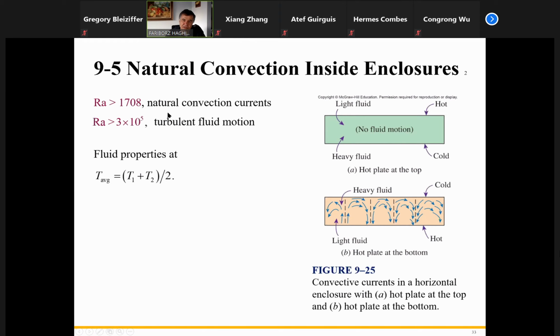Okay, natural convection occurs in this one, and the Rayleigh number is turbulent for this one, okay? And again, for the physical properties, we don't have the air temperature. We are dealing with two cases, T1 and T2. All of them we calculate based on that.